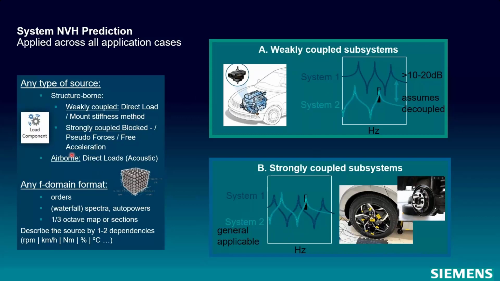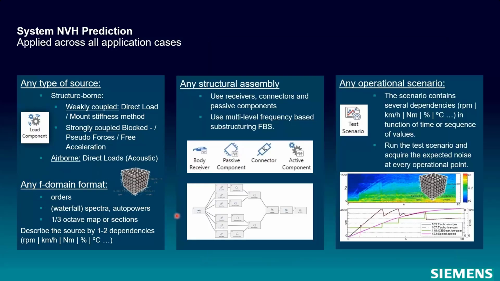So both types of sources are supported. That's for structure-borne. You can have airborne sources, and they can be characterized in any frequency domain format. So order, spectra, auto powers, 1/3 octave, and so on. And we can then create any kind of structural assembly. So it can be one receiver, one source, but you can also make it more complex. And then the last thing, you can even run operational scenarios.